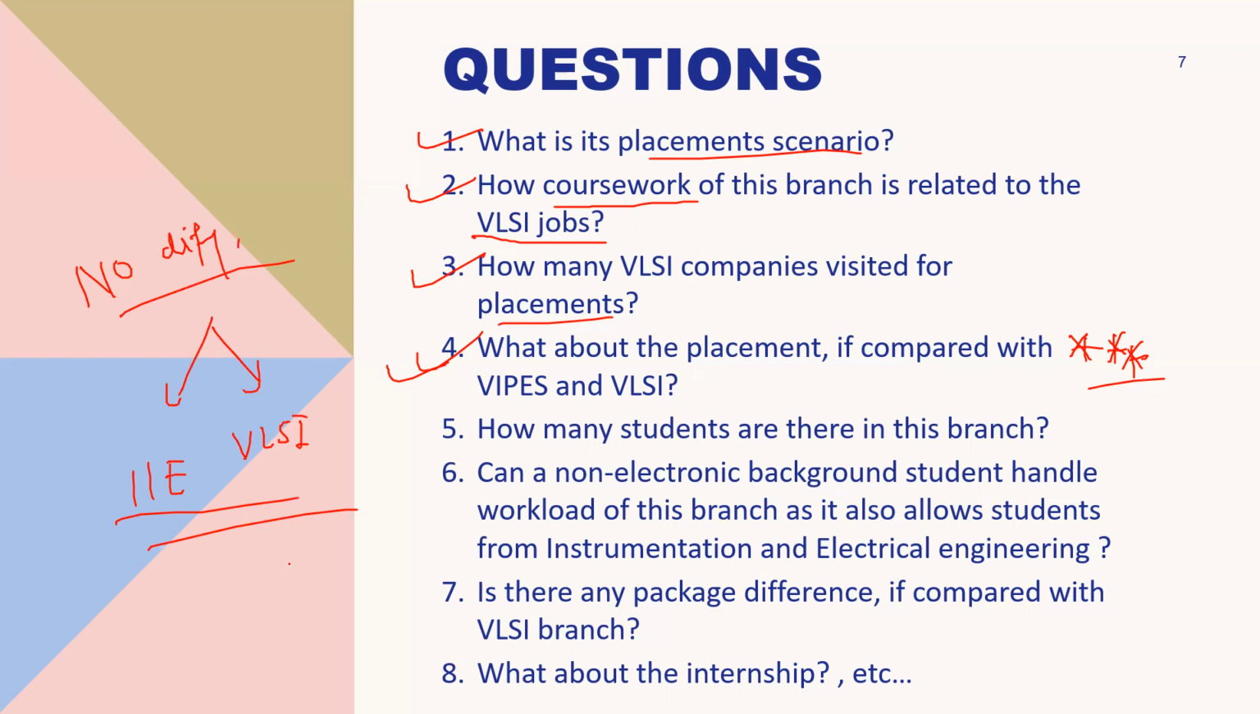As I think, I also mentioned this point. I got this question also: what is the package difference? There is no package difference. If a company is coming for some profile, and if they are allowing both the students from IIE and VLSI, then the placement is going to be the same. The package is going to be the same. Now, how many students are there in the branch? This thing I cleared before.